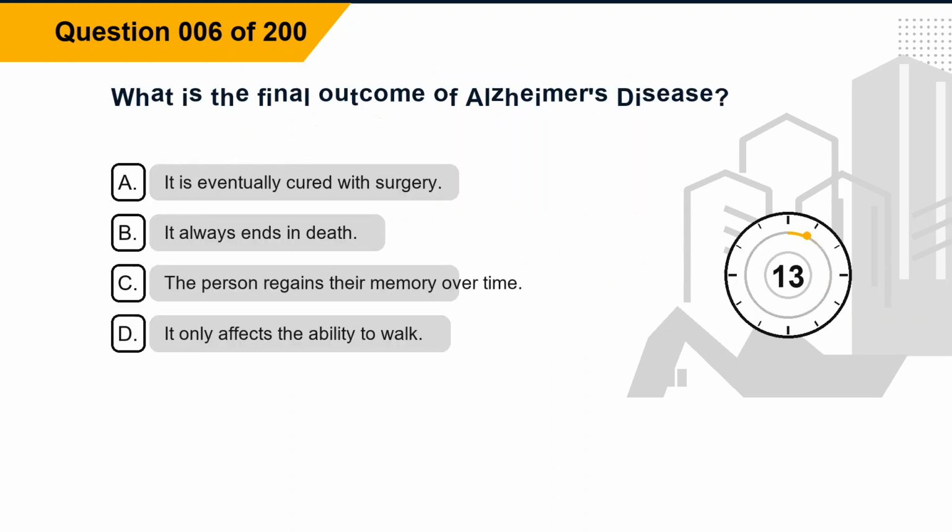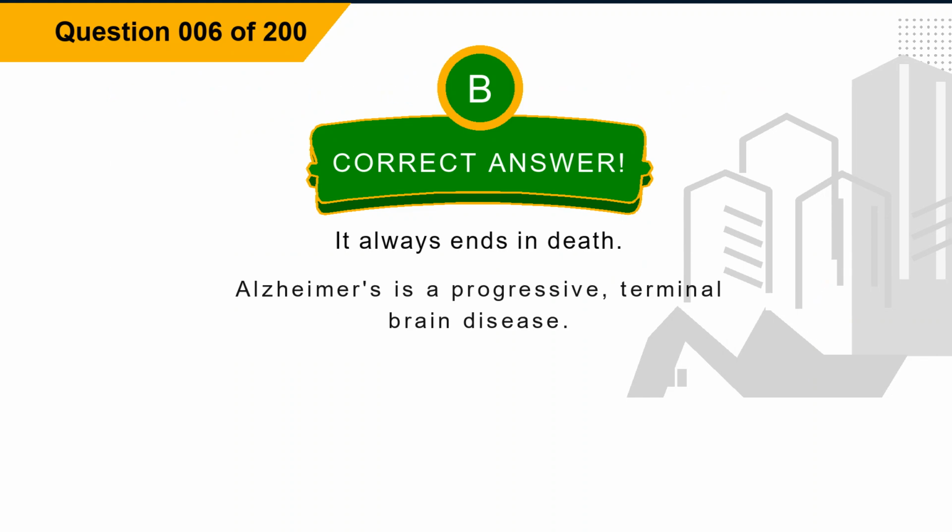Question 6. What is the final outcome of Alzheimer's disease? Option A, it is eventually cured with surgery. Option B, it always ends in death. Option C, the person regains their memory over time. Option D, it only affects the ability to walk. The correct answer is option B, it always ends in death. Explanation. Alzheimer's is a progressive, terminal brain disease.